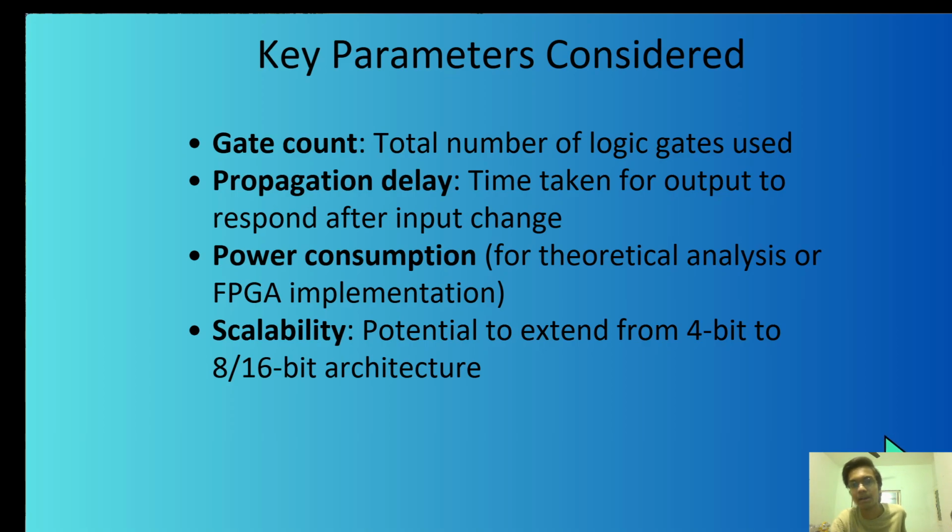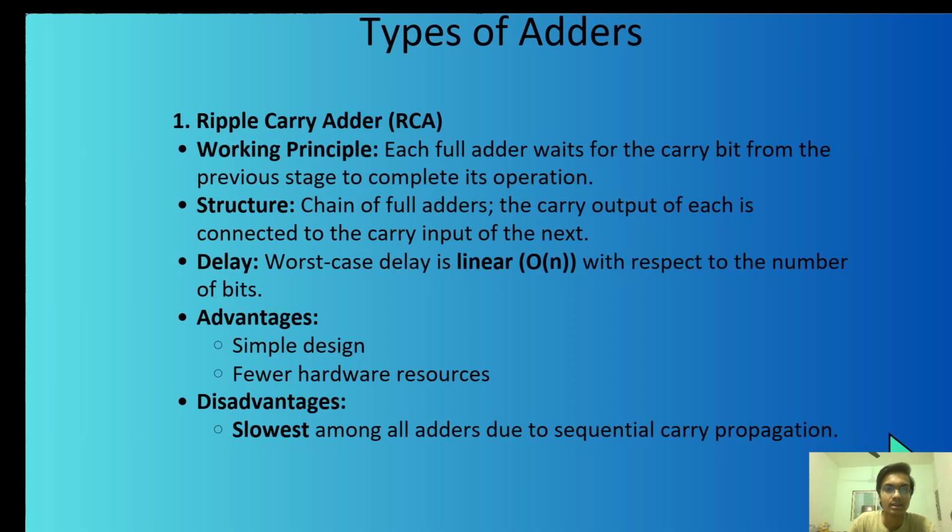Key parameters. Firstly, we need to count how many gates we require. Then we need to optimize the propagation delay, for which some adders will have less delay compared to others. Power consumption is also one of the important reasons. And scalability: it shouldn't take too much space in a laptop, or else it will be larger. Then, we are going to look at the types of adder.